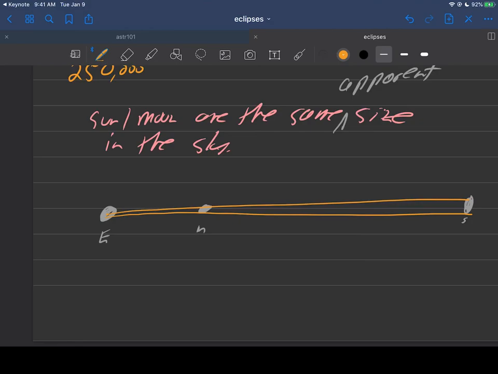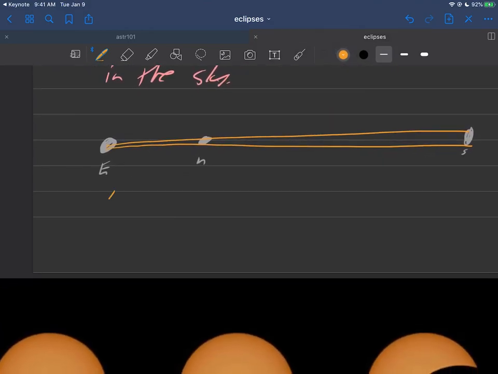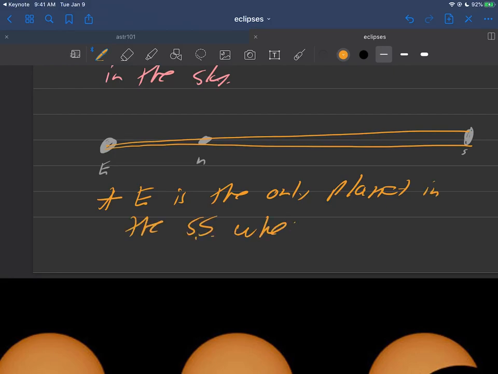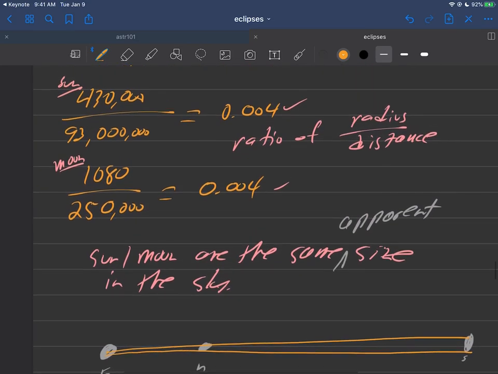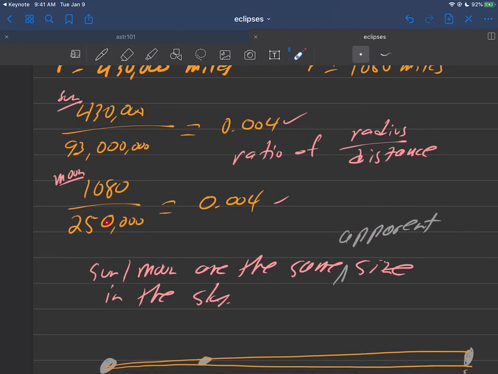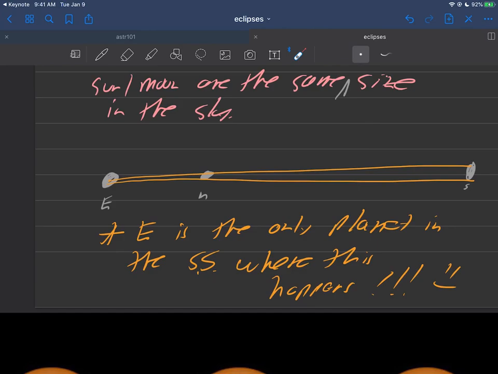And the cool thing about this also is a lot of planets have moons that we've discussed here, but the Earth is the only planet in the solar system where this happens. So you have to put a few exclamation points and a happy face after that. We are the only planet in the solar system that has this funny ratio between the sun and one of our moons, that the apparent size in the sky is exactly the same. So in other words, we're the only planet in the solar system that ever sees total eclipses.